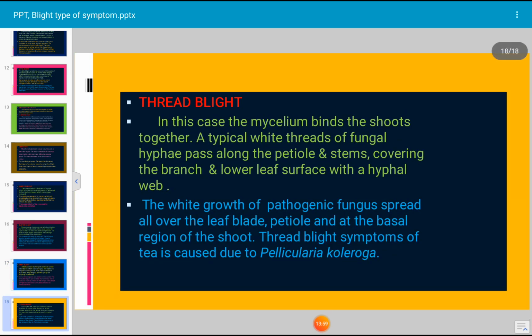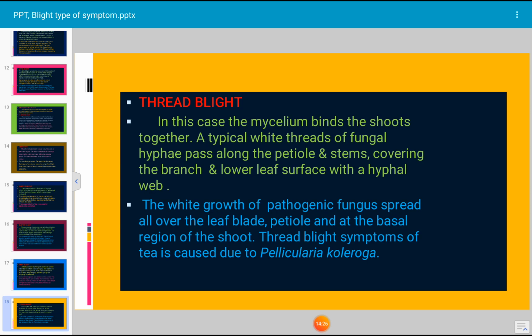Next, thread blight. It is a type of blight symptom again. In this case, the mycelium binds the shoots together. Typical white threads of fungal hyphae pass along the petiole and stems, covering the branch and lower leaf surface with a hyphal web. The white growth of the pathogenic fungus spreads all over the leaf blade, petiole, and at the basal region of the shoot.